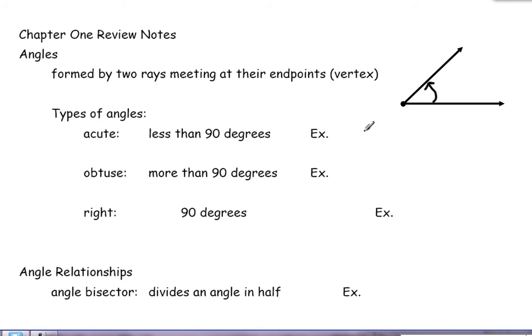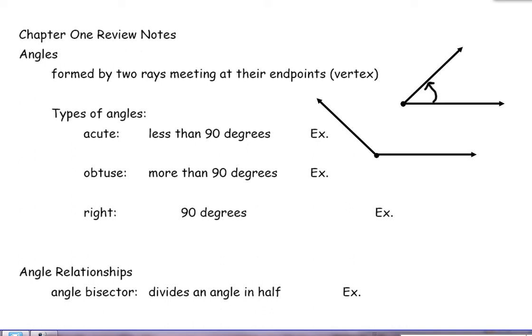If an angle is acute, it's less than 90 degrees. So this example up here would be acute. And we can recognize it's less than 90 degrees, because when you have 90 degrees, you're looking at perpendicular right here and here. Or you can even look at the corner of your paper. That's perpendicular.